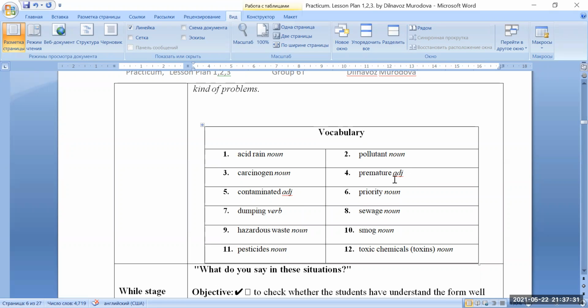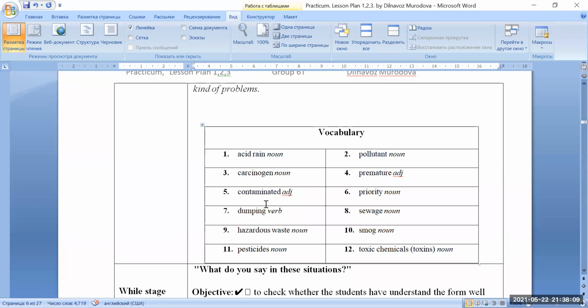And the next one, premature. What is premature? Premature means, I just know the word mature, and pre is usually used when something happens before, maybe too early. Happening early, before the expected or normal time. Yeah, you are right.